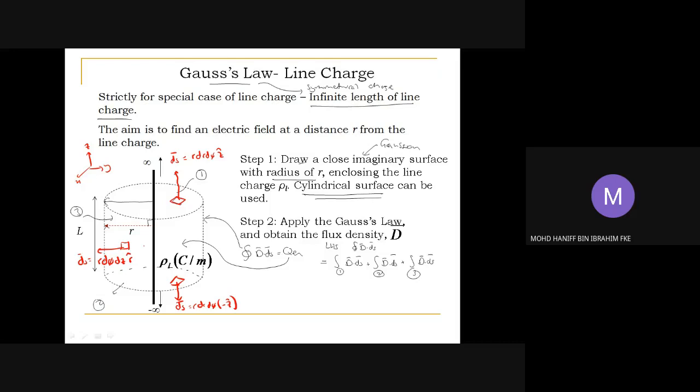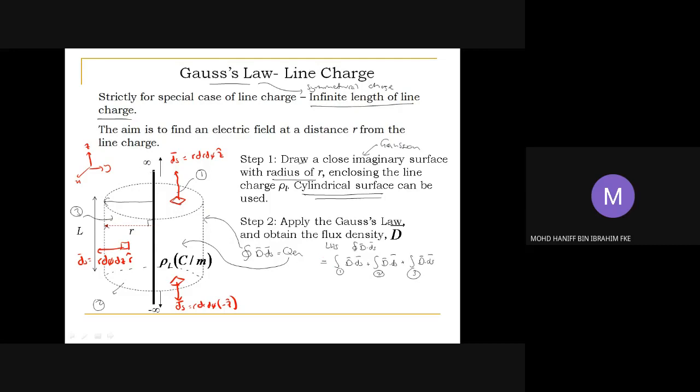Hopefully you understand this dS then. We have obtained the dS for all the surfaces, surface number 1, 2 and 3. So now we have to obtain, or understand, what the vector D should be for surface number 1, surface number 2, and surface number 3.